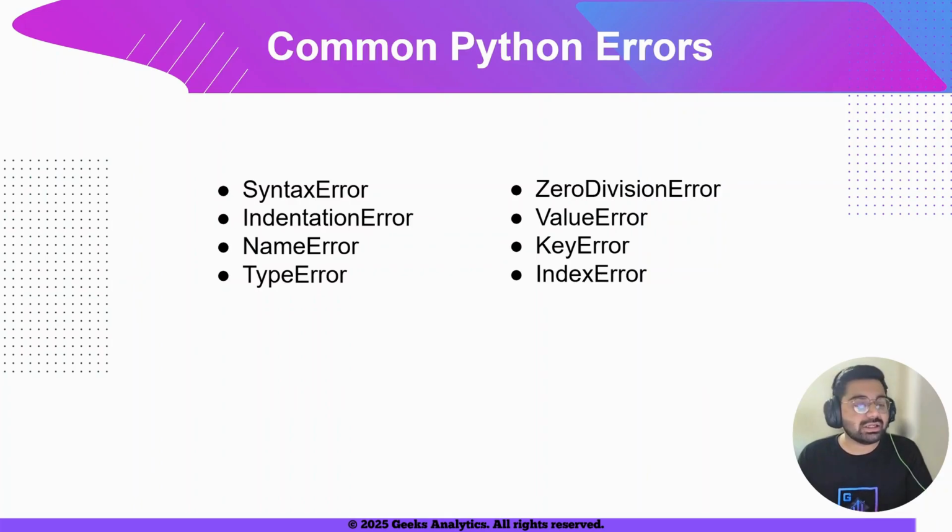Then zero division error happens when we try to divide any number by zero. Then we can also have the value error, meaning whenever a function gets a value of the incorrect type. For example, when we take an input value from the user, the input is ABC, and we try to convert that to an integer, that would cause a value error. Then key error: trying to access a key from a dictionary, if the key is not present, causes a key error. Index error occurs when we try to access data from a list or a tuple.